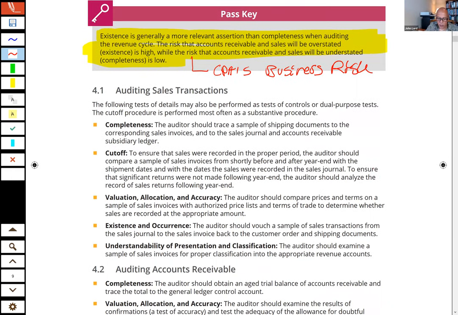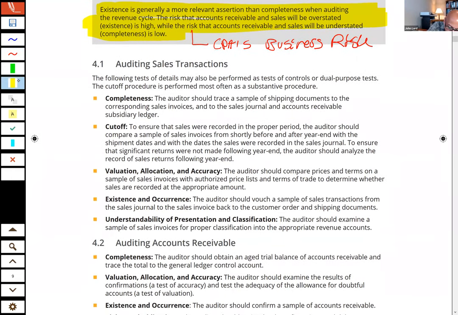Now we take a look at auditing the transactions. And here come the assertions, right? So when you go through and you think about these audit procedures, and I'm going to ask you to highlight some of them, then we're going to be worried about the assertions. The auditor should take a sample of sales transactions from the sales journal back to the sales invoice, customer order, and shipping documents. I didn't mention customer order in my little example. That is the classic existence testing for my accounts receivable. So go ahead and flashcard that one.